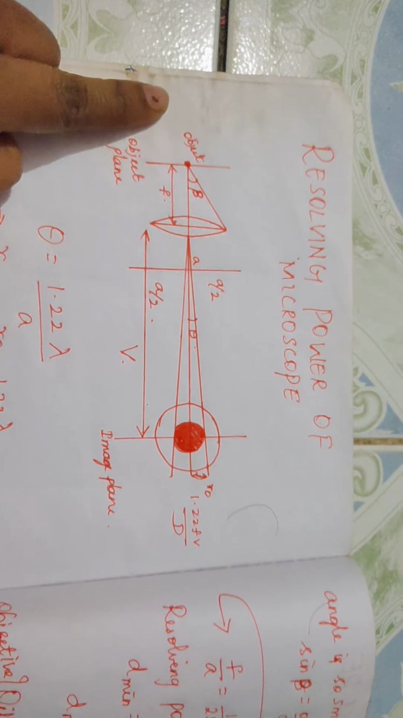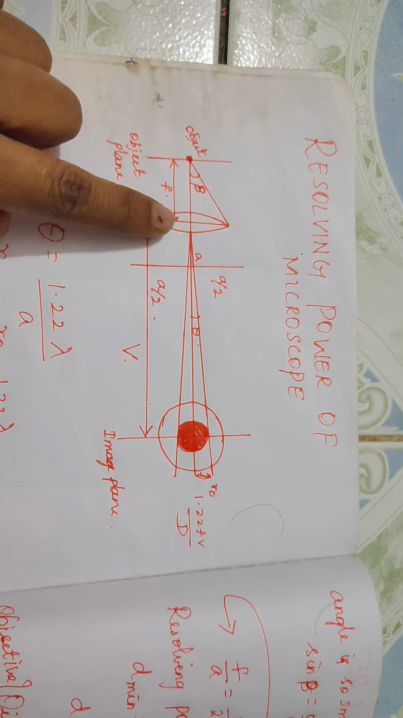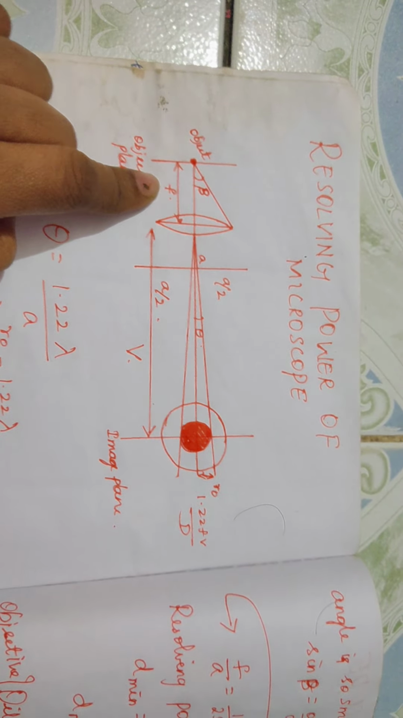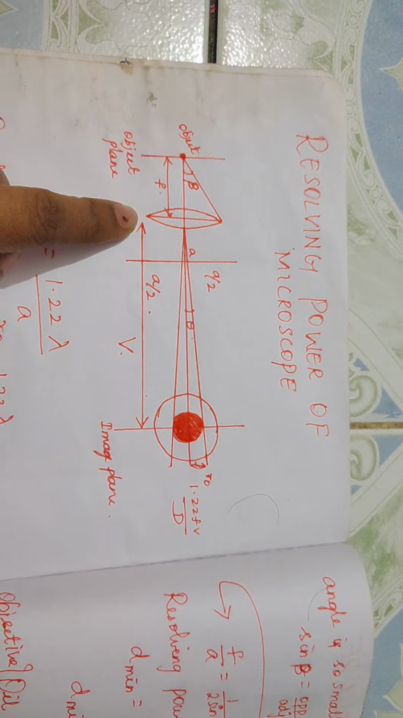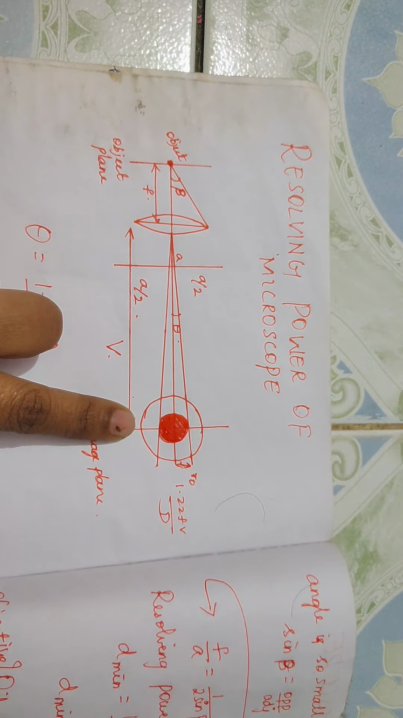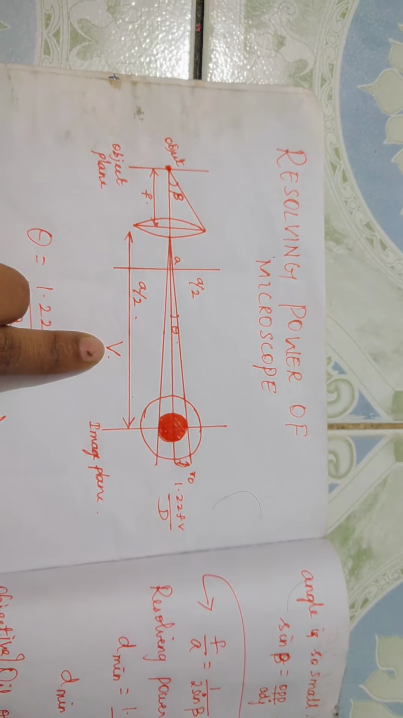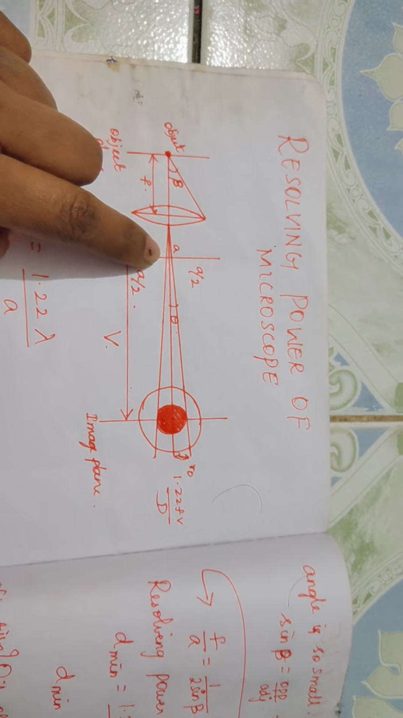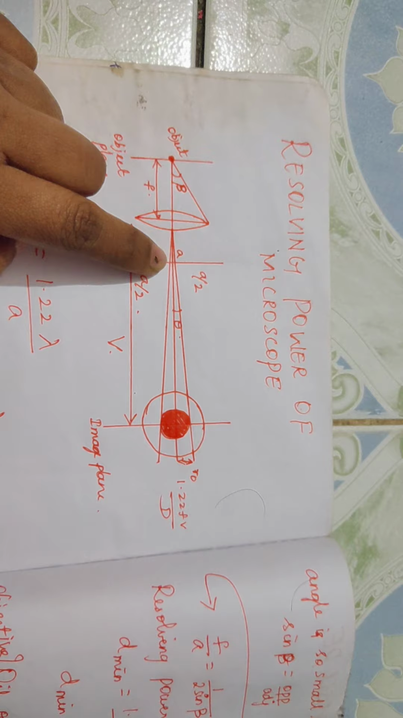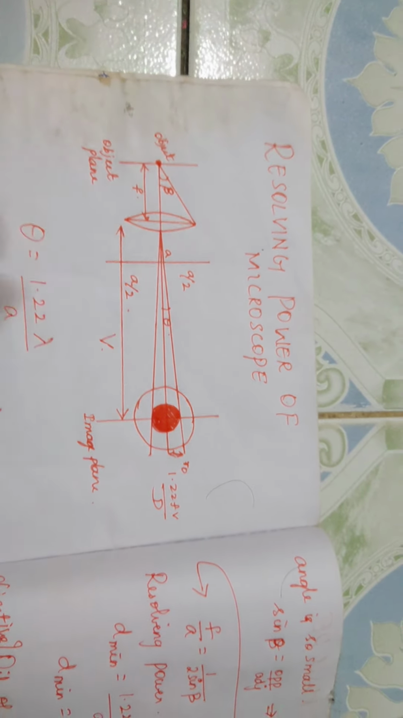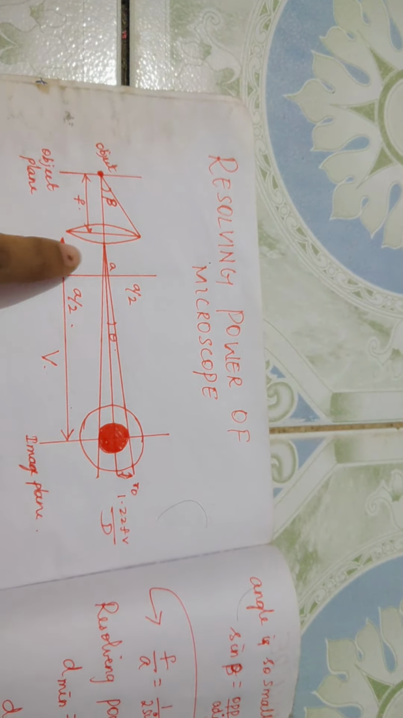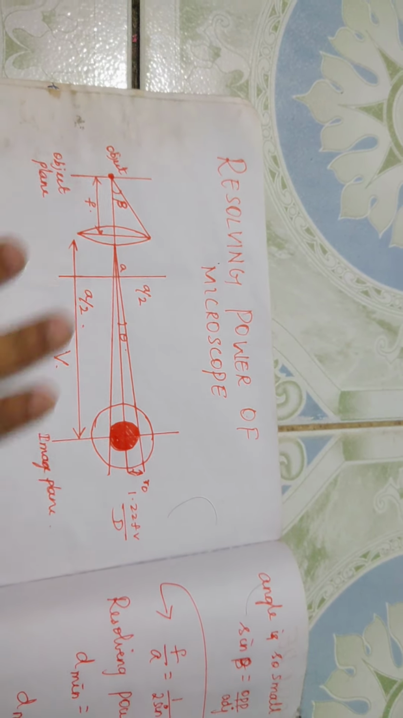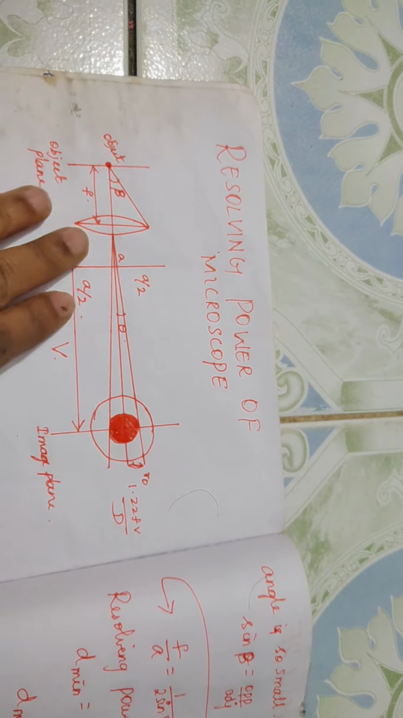This is the distance between the object and the convex lens. I named it as F, and then here I have the distance between the lens and the image plane. I named it as V. Commonly I have the distance A, which is separated here, so I have made this as A by 2 and A by 2. So this is the resolving power of the microscope diagram.